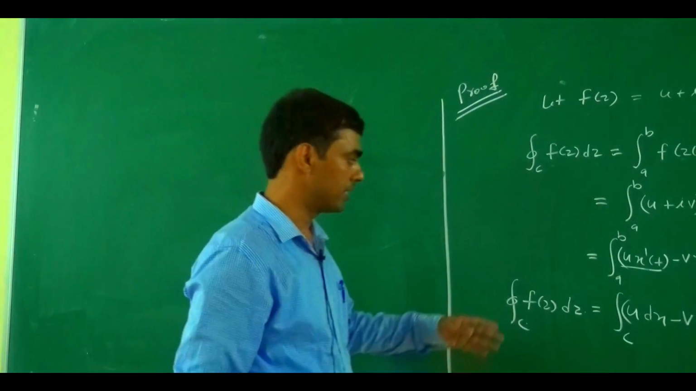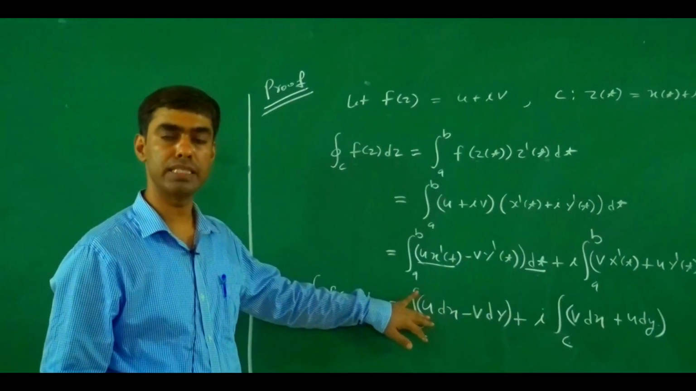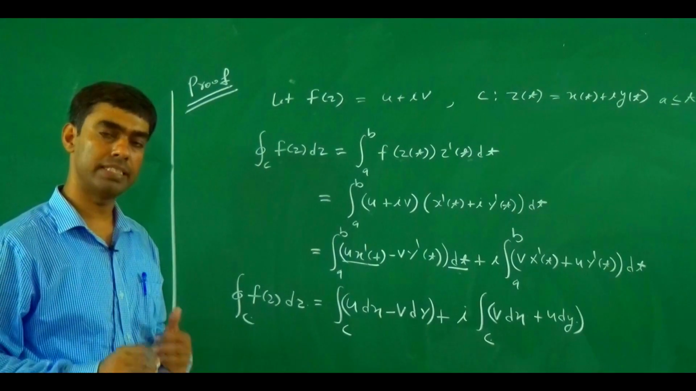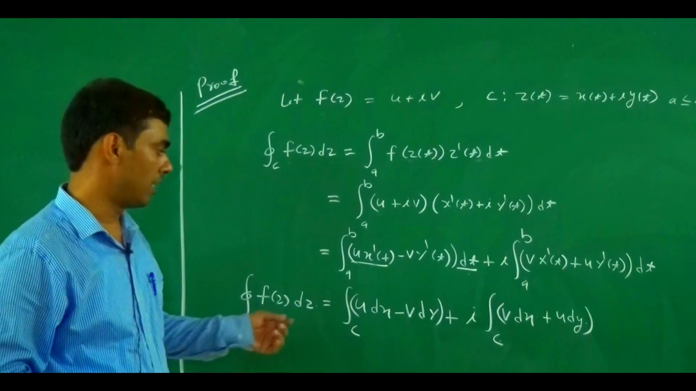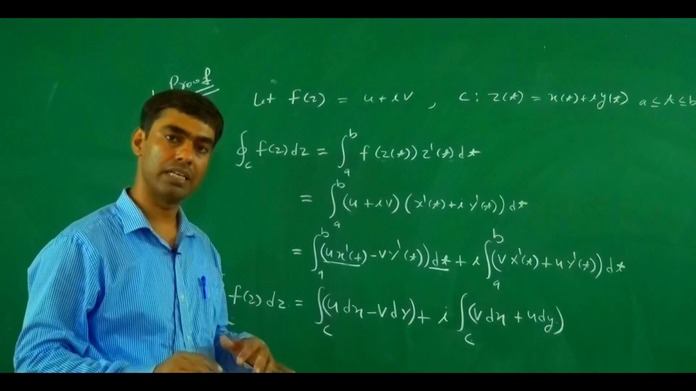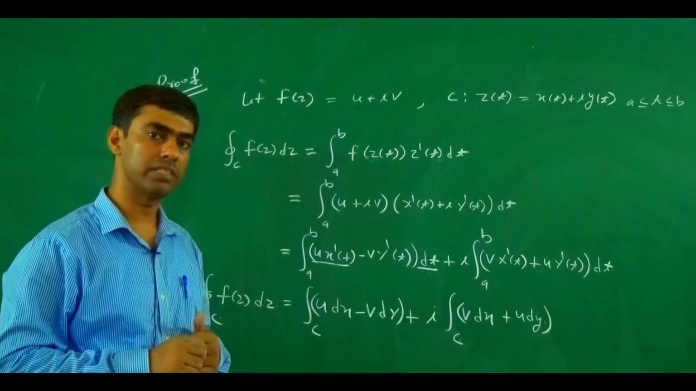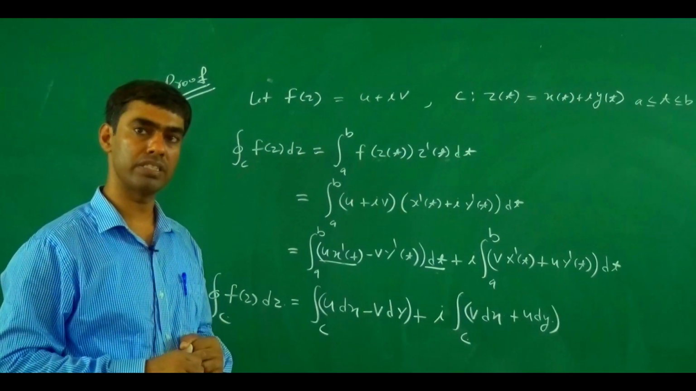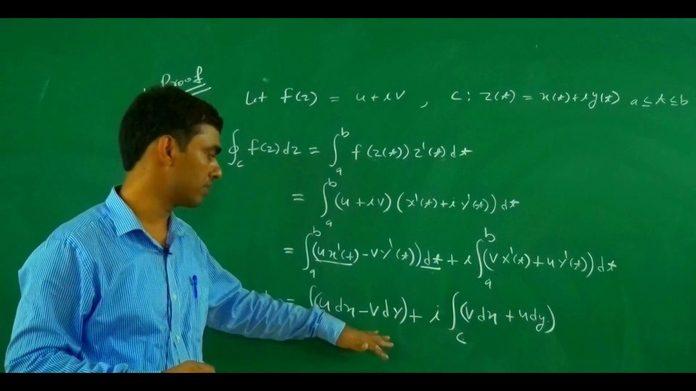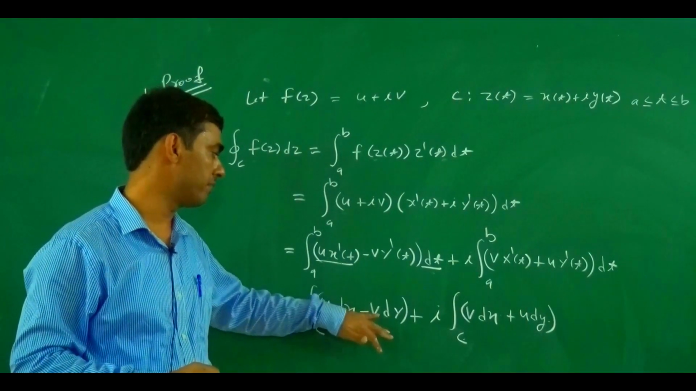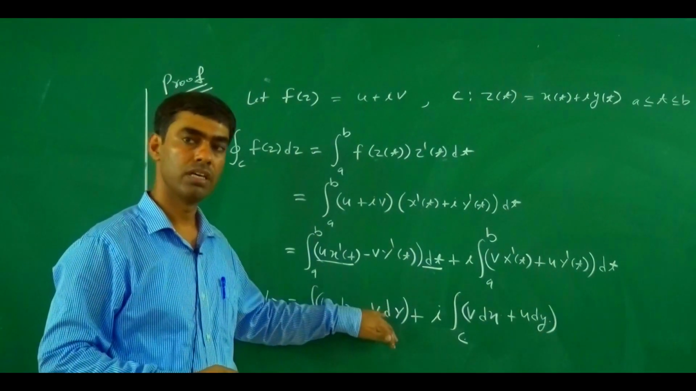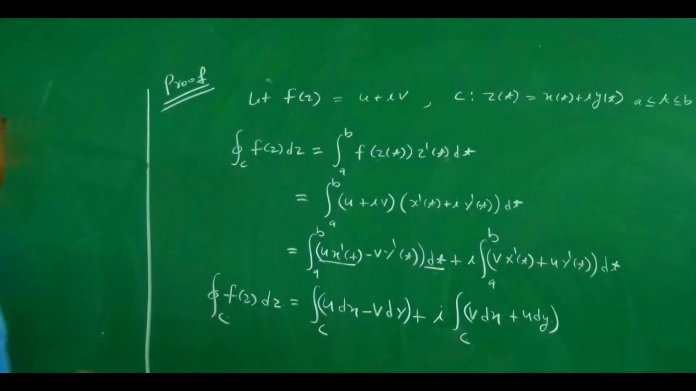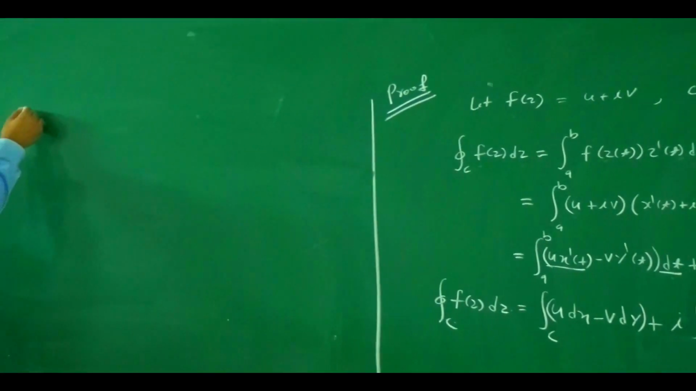Now, what is the statement? The statement is: f(z) is analytic and f'(z) is continuous. If f'(z) is continuous, then its first order partial derivatives are also continuous. If its first order partial derivatives are continuous, then Green's theorem is applicable here, because u and v are also continuous functions. So here we use Green's theorem.